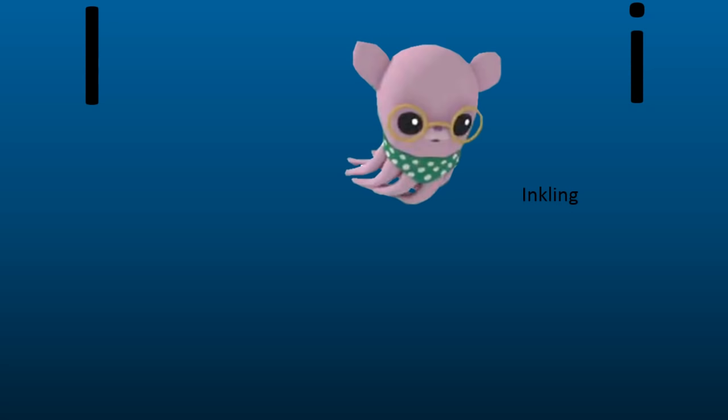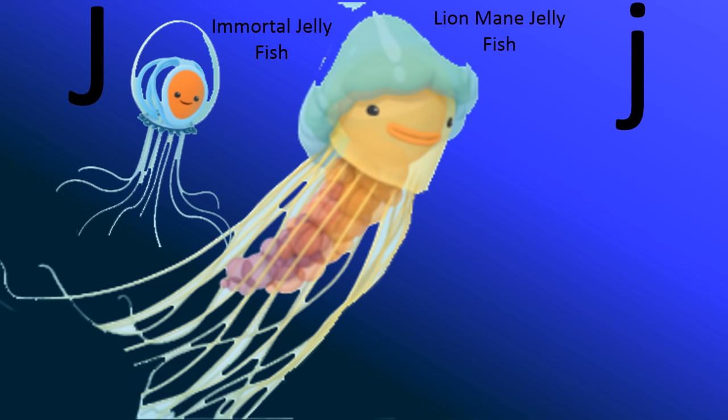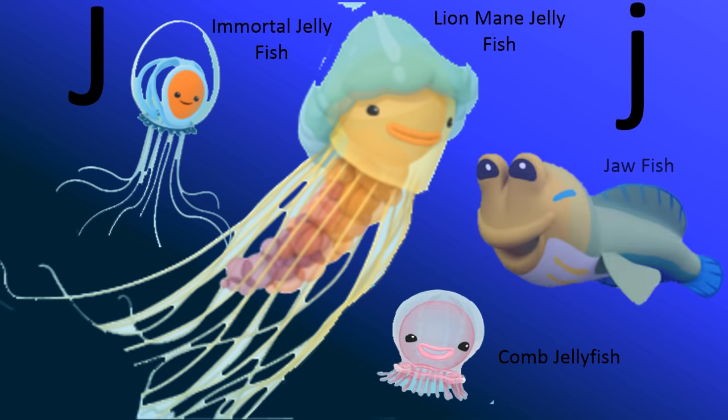For the letter I, we saw Professor Inkling. And what was he doing? He was injecting ink all over the place. For the letter J, we saw the immortal jellyfish. We saw another jellyfish, the lion mane jellyfish. We saw another type of jellyfish, the comb jellyfish. And we also saw the jawfish. Did you spot it?